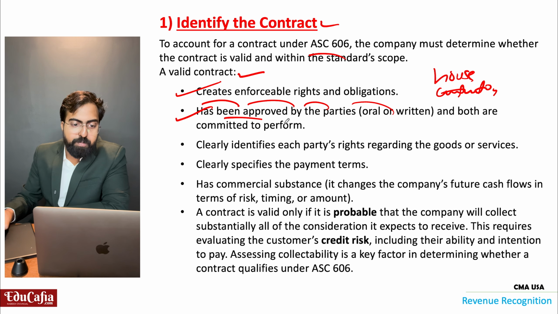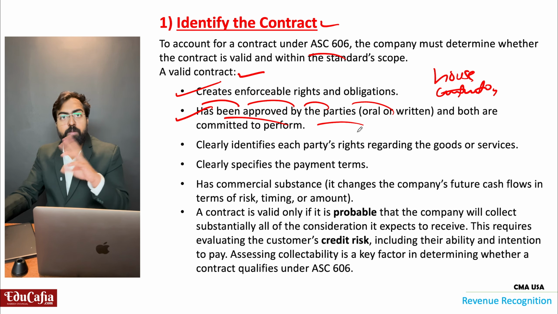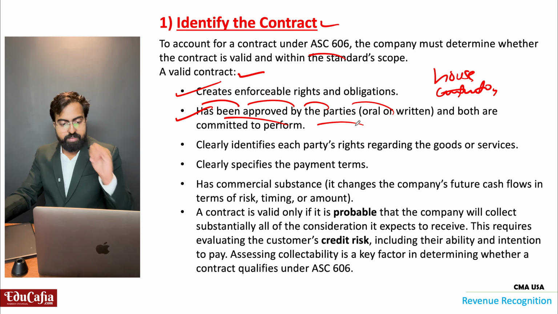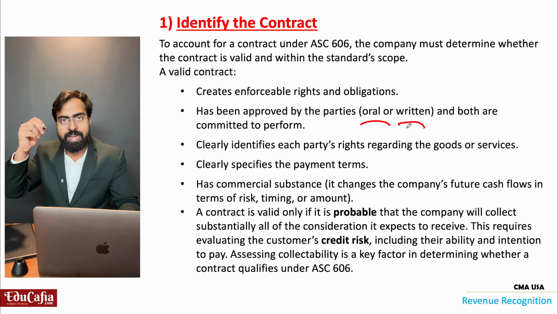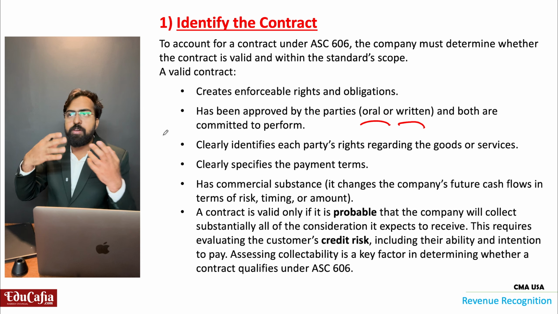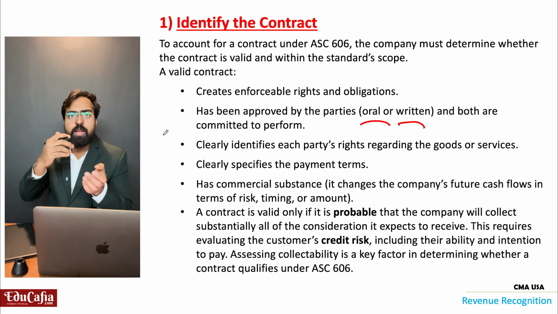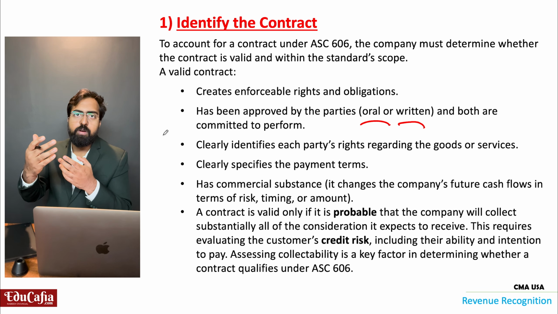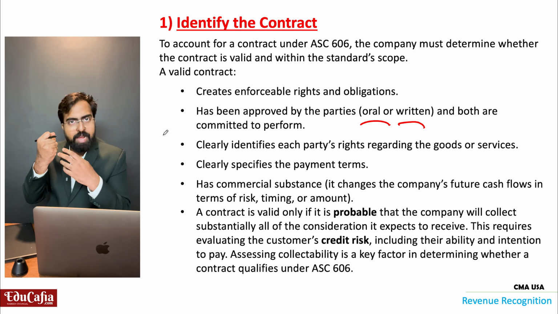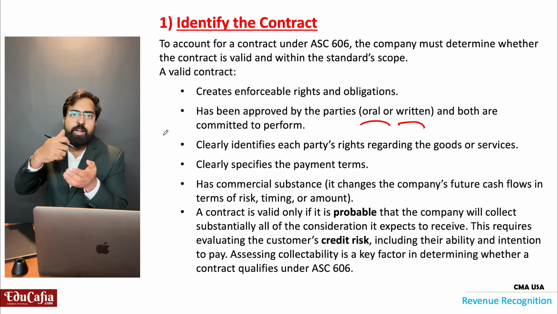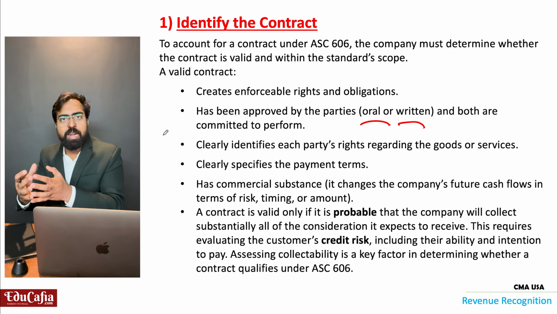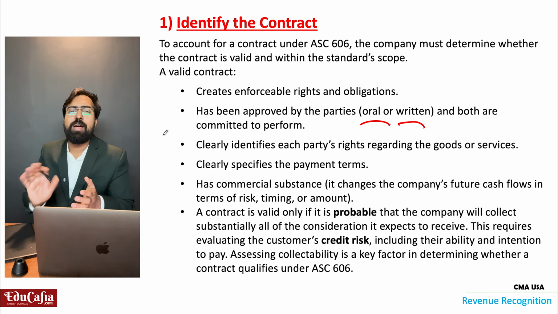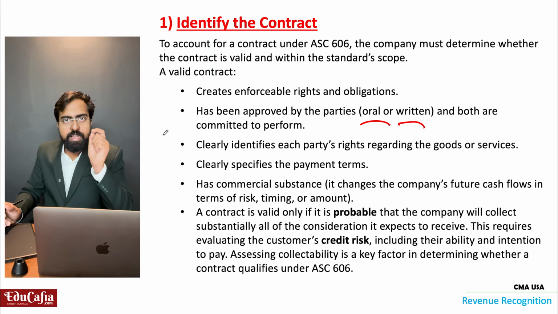Second, it has been approved by the parties. Both parties. Who are the parties? Customer and supplier, orally or in writing. In writing means an agreement. Orally means when you go into a supermarket and buy a shampoo, that is also a contract. There you are not writing any agreement, right? I am buying shampoo from the supermarket for this price. We are not making an agreement, right? That is happening orally.